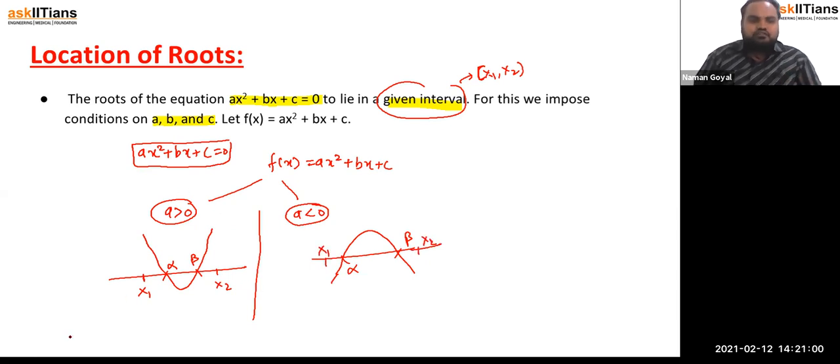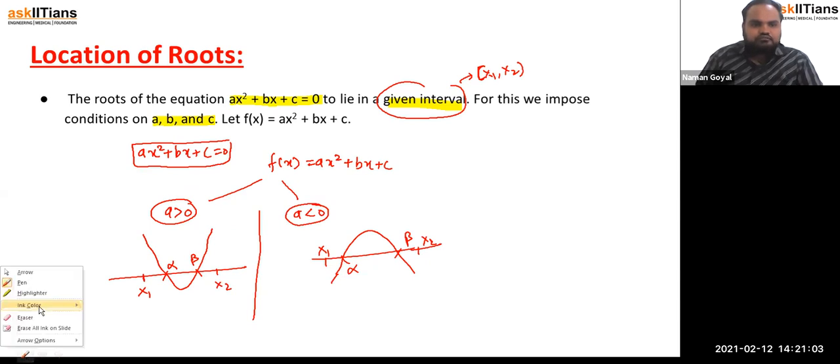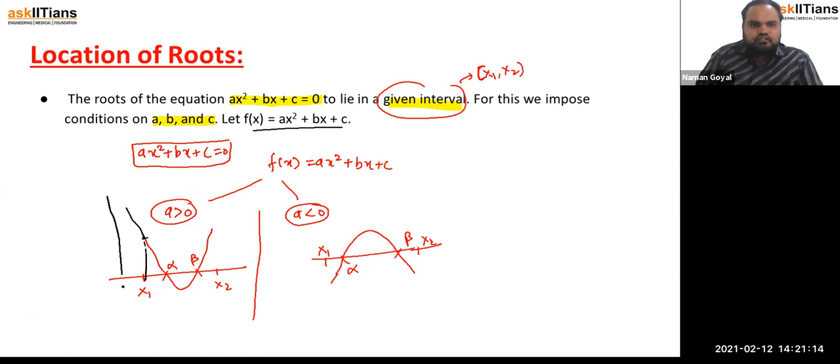So there are some conditions. How can we write these conditions? Let's see. If I find the value of f(x) at the point x1, it gives a positive answer, right? If you see, this is the y-axis and this is the x-axis, so the value of f(x1) is positive. Same for x2: if you find the value of the function at x2, the value is positive. So the first thing we can write is f(x1) is positive. The second thing we can write is f(x2) is positive, right?